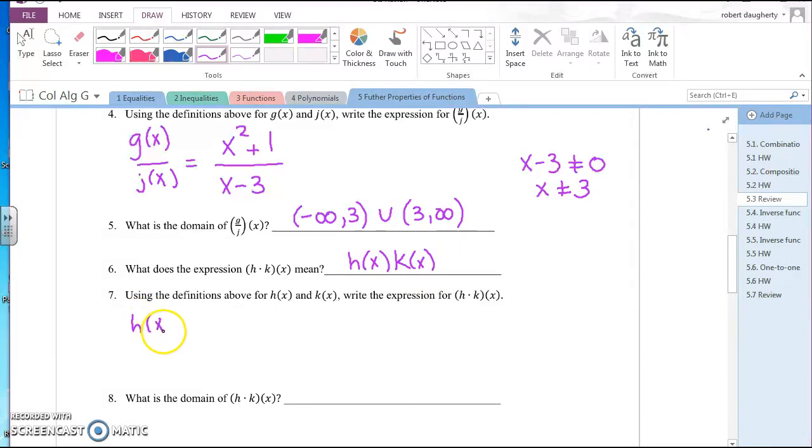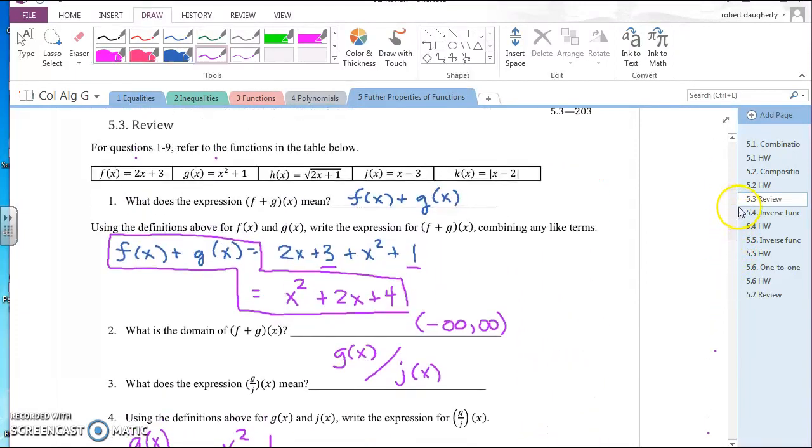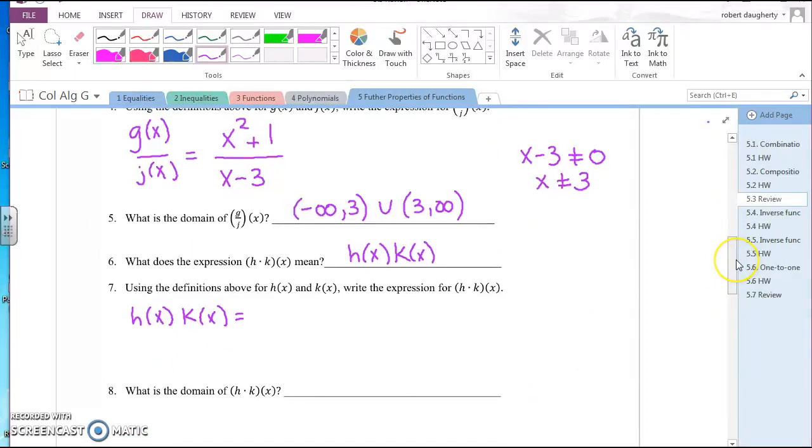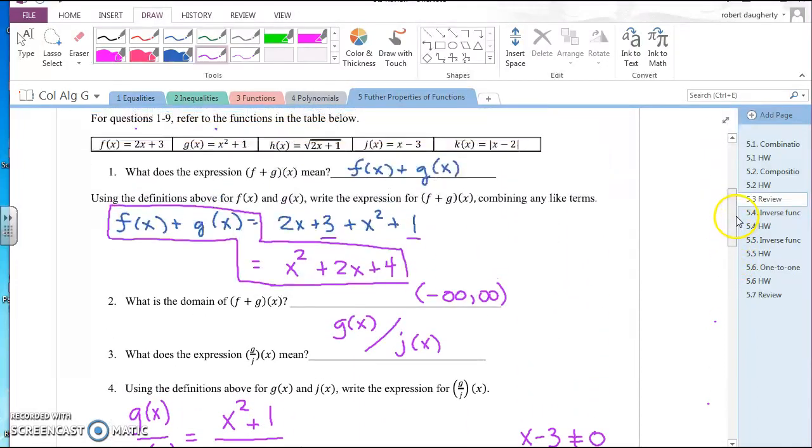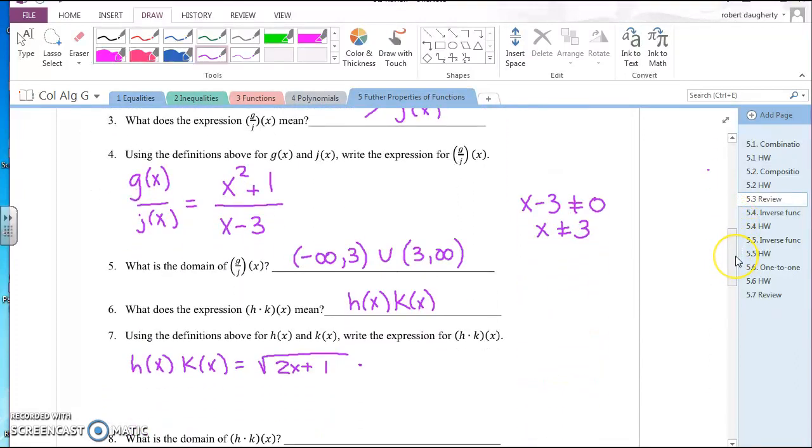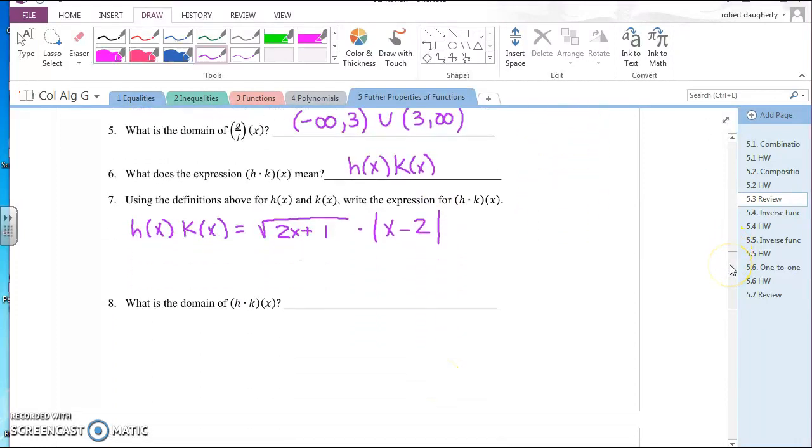H of x times k of x will equal, let's go find h. H is square root of 2x plus 1. And k is absolute value of x minus 2. That's it. Square root of 2x plus 1 times the absolute value of x minus 2.